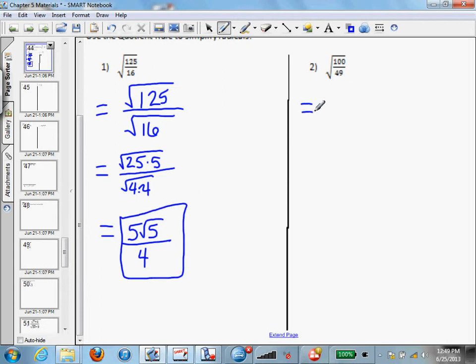Looking at number 2, let's break the square root of 100 over 49 into the square root of 100 divided by the square root of 49. Both 100 and 49 are perfect squares. The square root of 100 is 10 over the square root of 49 is 7.